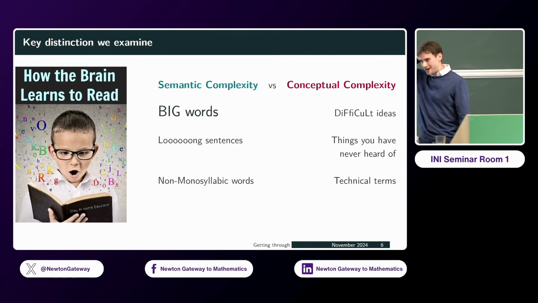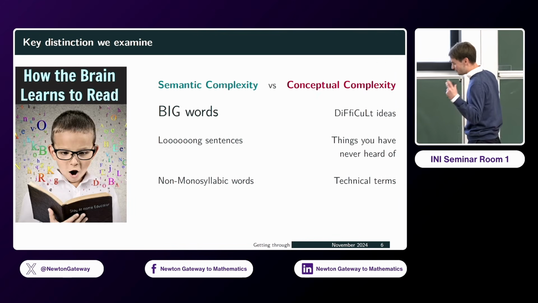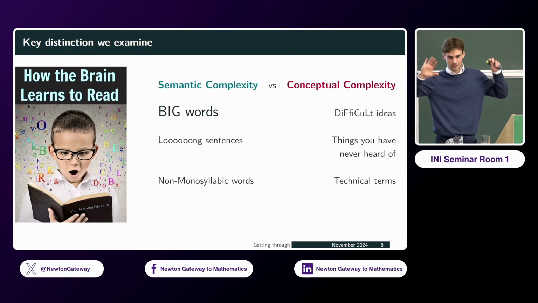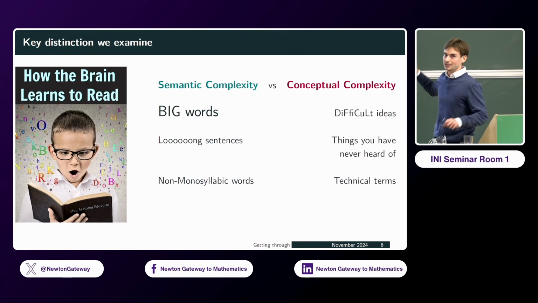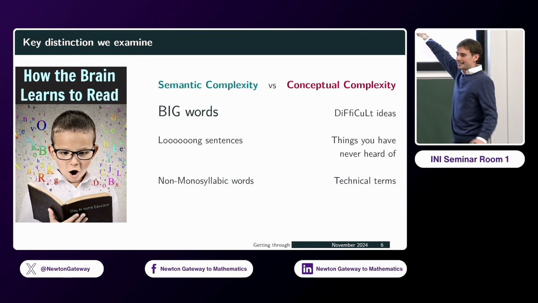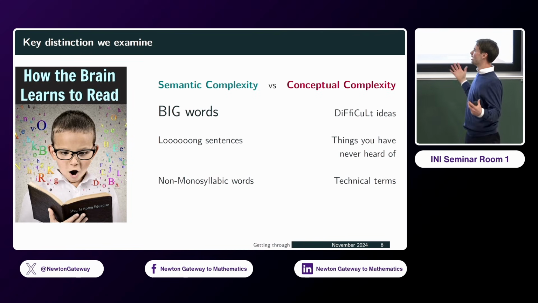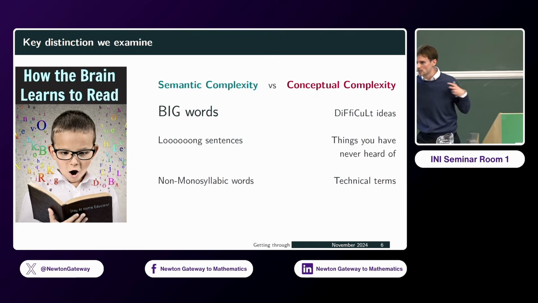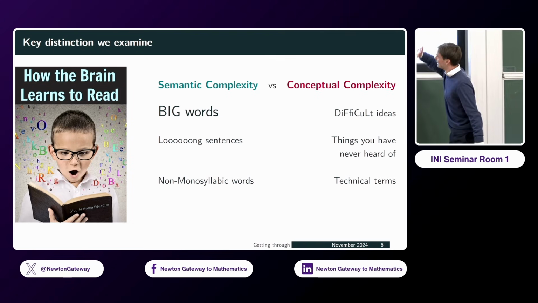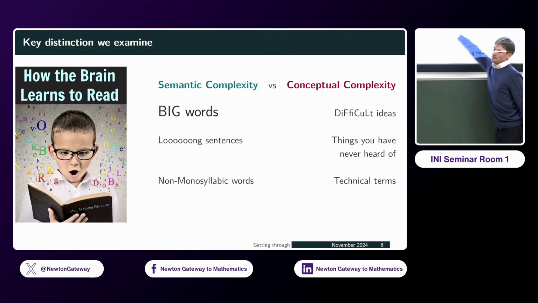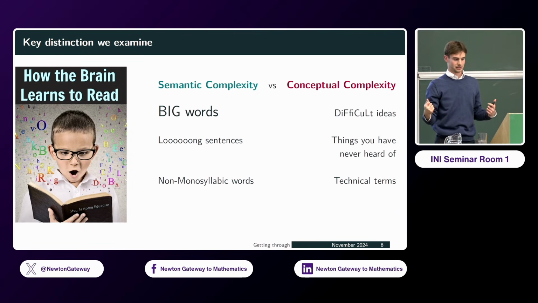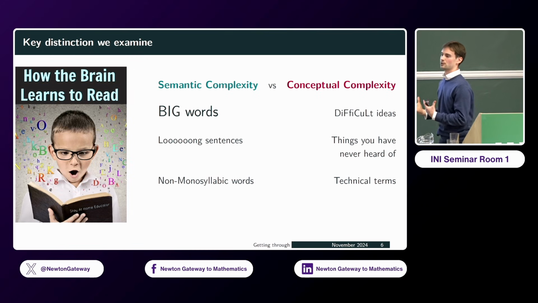So what do we mean by complexity in the two different dimensions? We will refer to two dimensions of complexity throughout this paper. The first is semantic. So this is big, long words versus monosyllabic words, short sentences versus long sentences. This is what current measures look at. The second is conceptual complexity. So difficult words, things you've never heard of, technical terms.